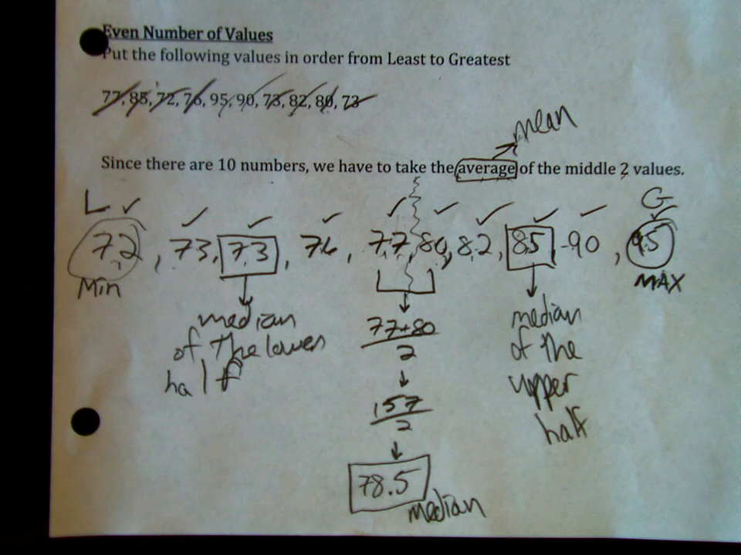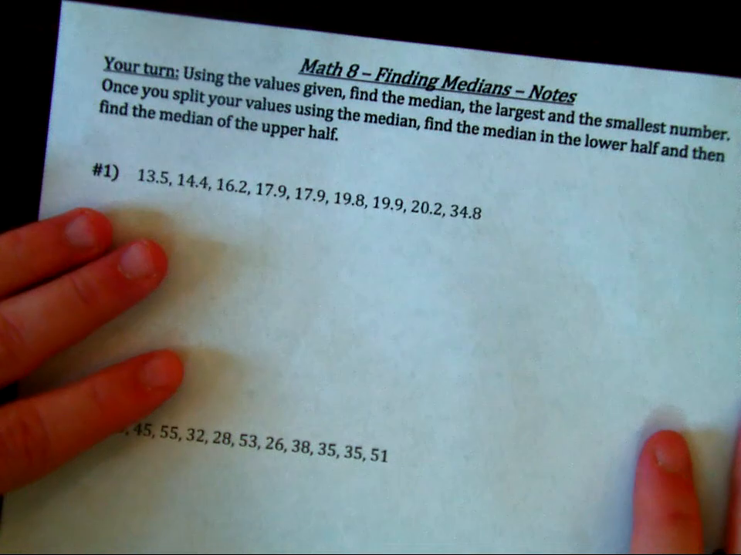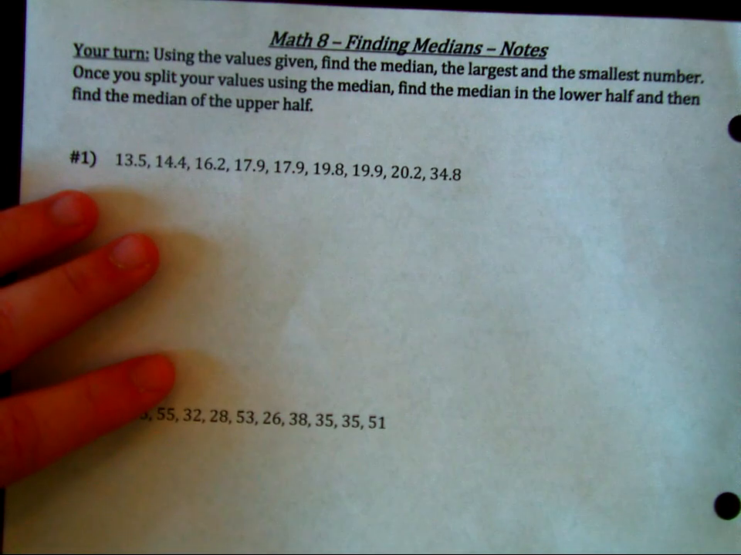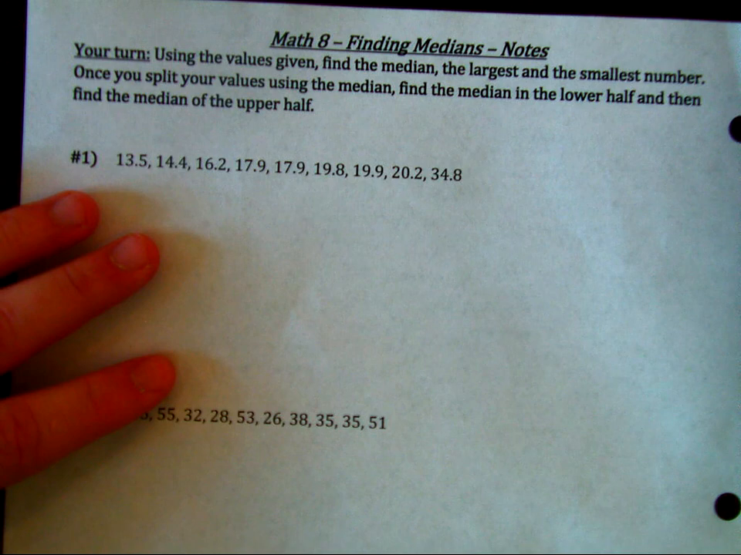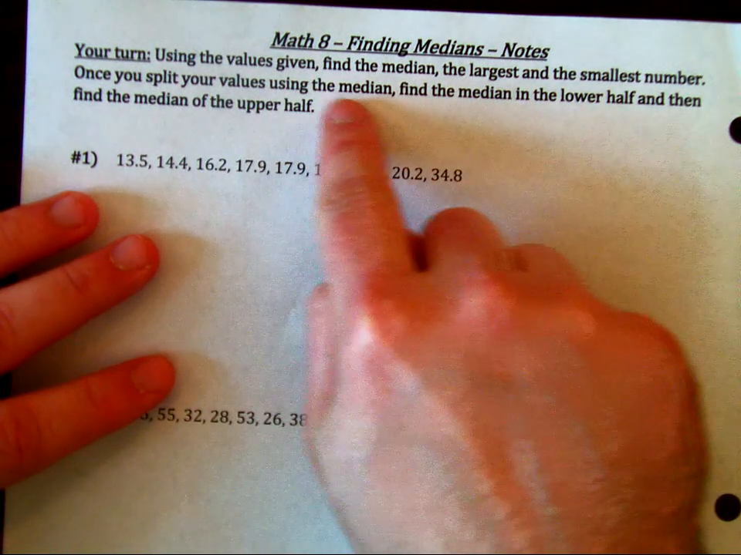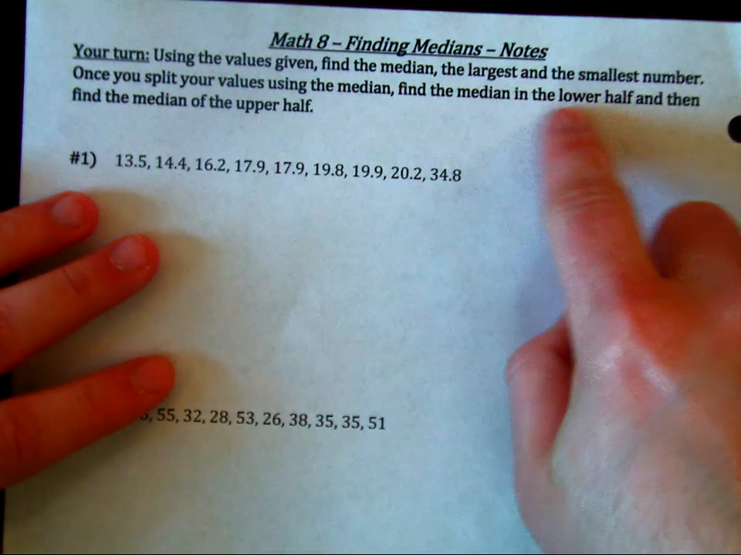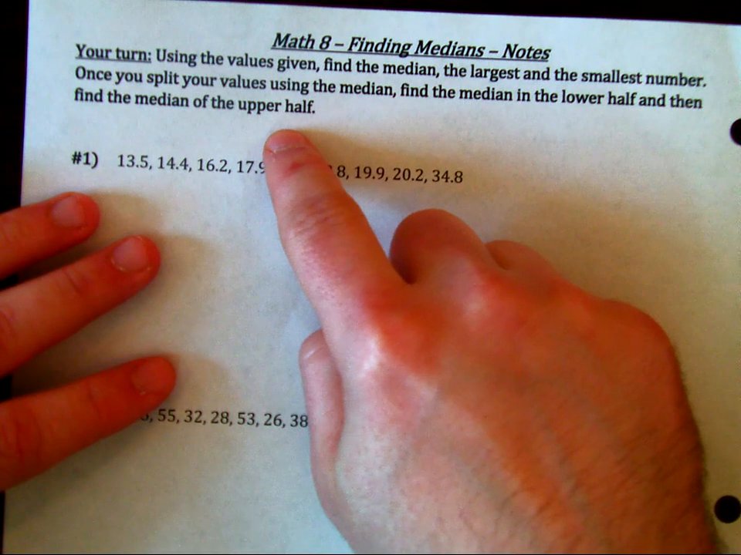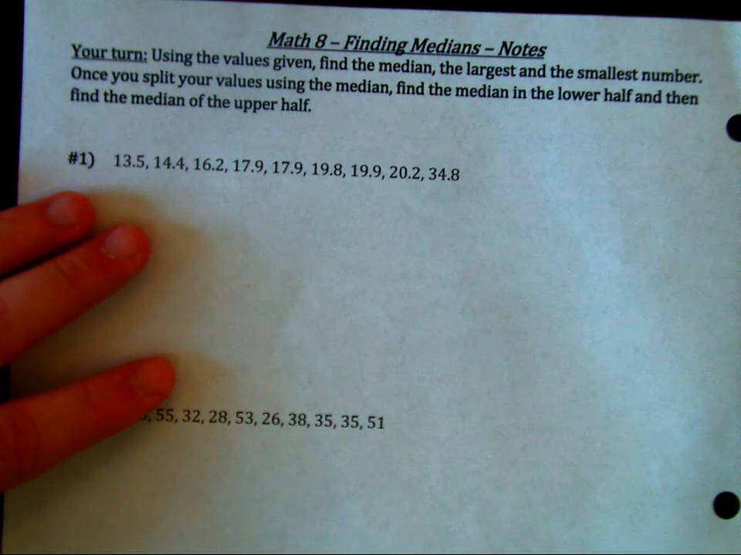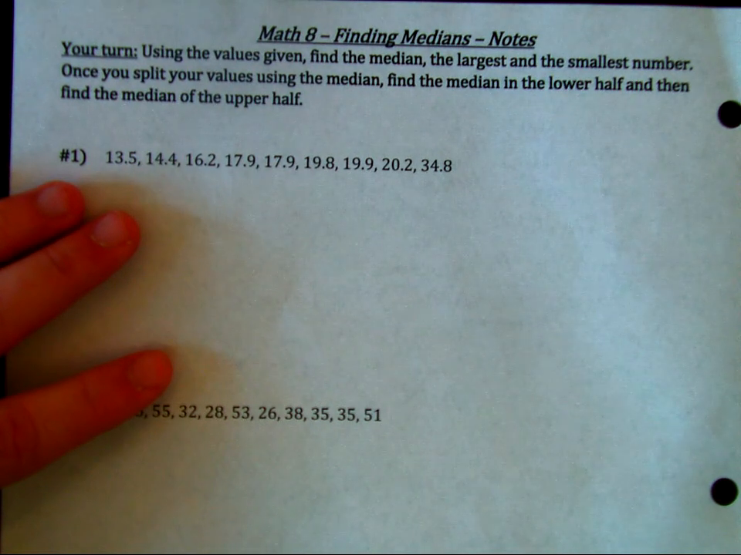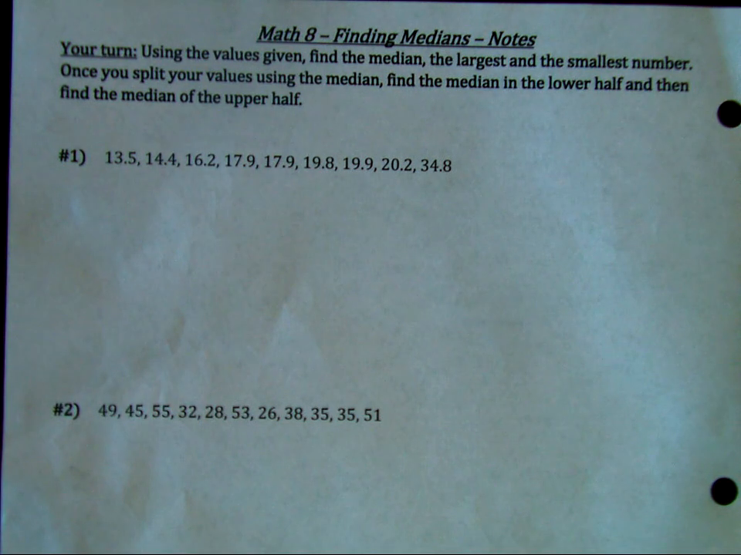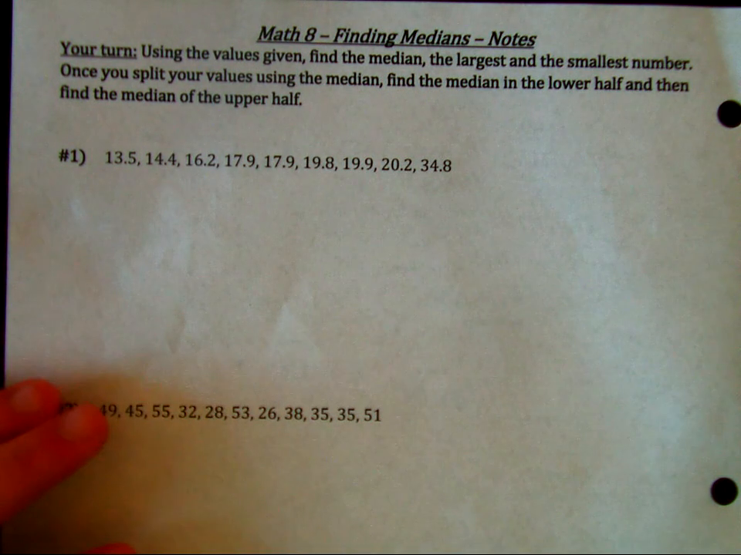So now, moving to the back, it says this, your turn. Using the values given, find the median, the largest and the smallest number. Once you split those values, just like we've been doing, find the median in the lower half, and then find the median in the upper half. So I'll give you time to practice this and try this out. So if you'd like to pause, try it for yourself, order them from least to greatest, and then solve.